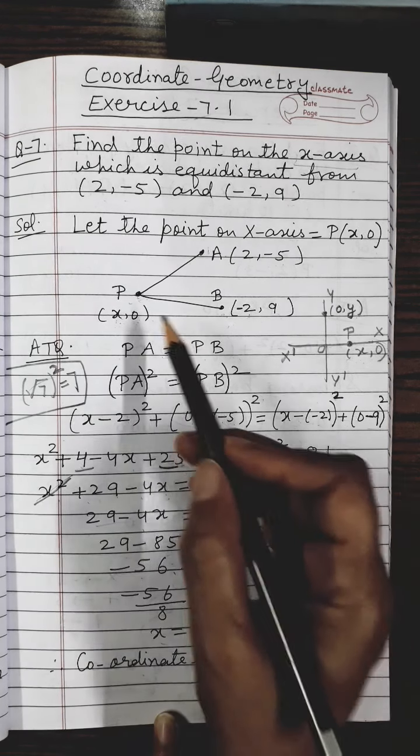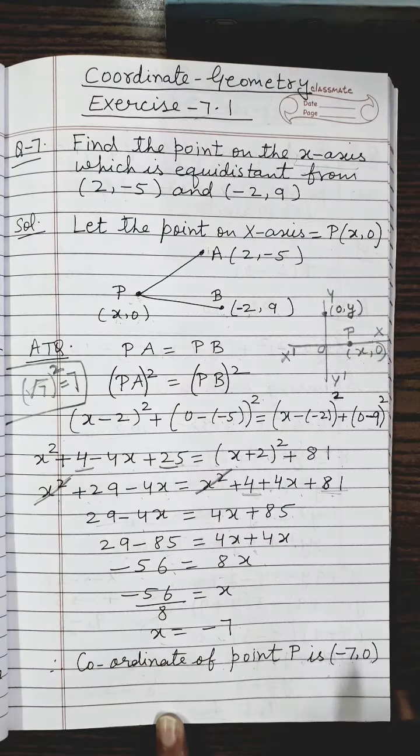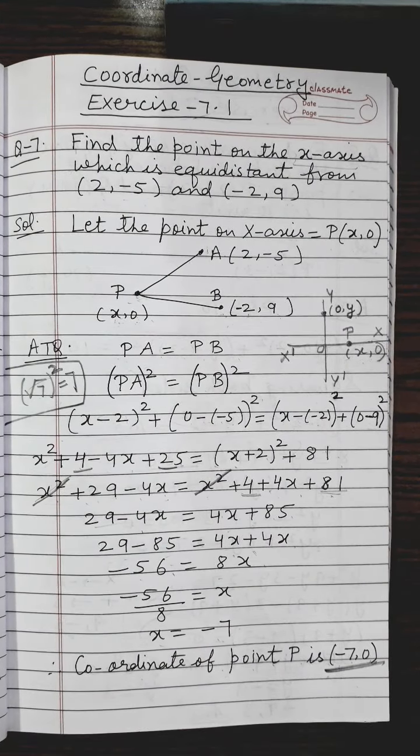So this was your question, to find the point on the x-axis which is equidistant. So that particular point is minus 7 comma 0. I hope it is clear to you.